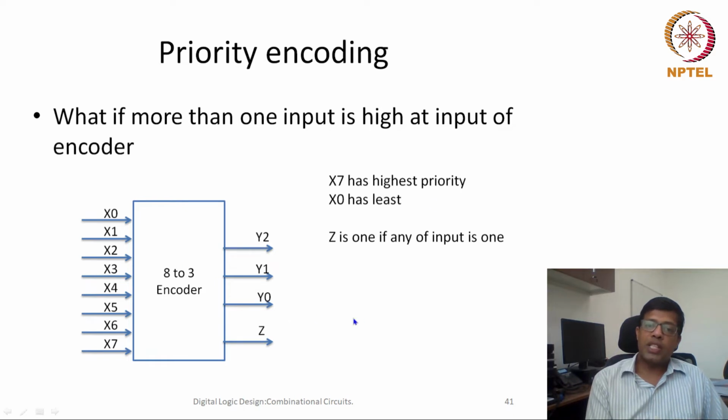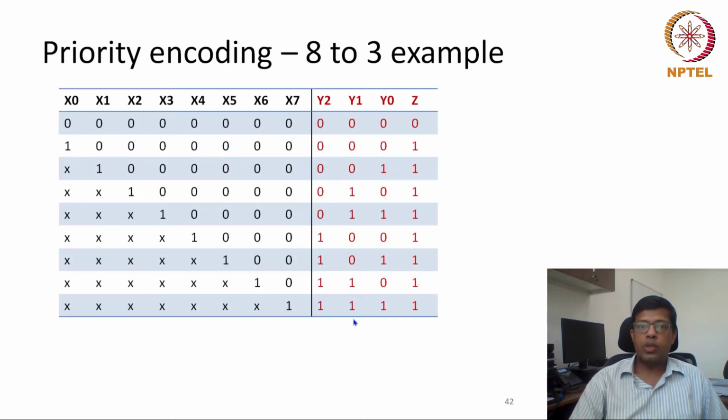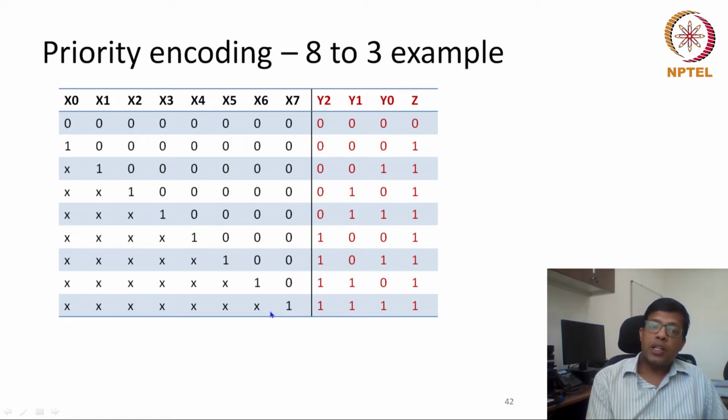Okay, so now I want to design this circuit. How will I go about it? Then I need to write a truth table for this, and the truth table would look something like this. It means that if x7, which has the highest priority, is 1, and any of the other inputs is whatever it is, all of them could be 1, it doesn't matter. If x7 is 1, the output would be 1, 1, 1.